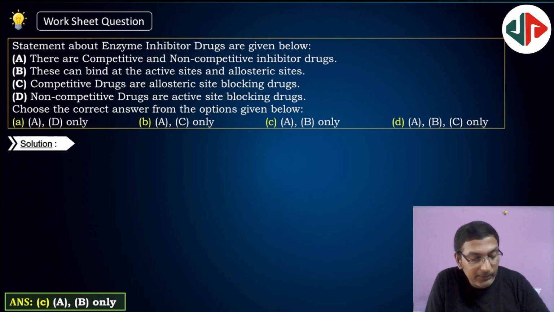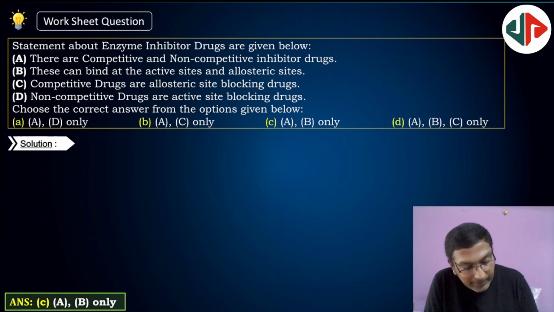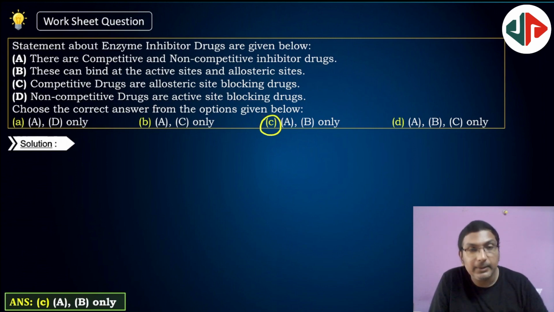There are competitive and non-competitive inhibitor drugs. So which are correct statements we have to choose. There are competitive and non-competitive inhibitor drugs. So these can bind at active site and allosteric sites. So these two are correct. Competitive drugs are allosteric site blocking drugs. Non-competitive drugs are active site blocking drugs. That means only A, B are correct. A, B are correct. Option C. Remaining two are incorrect. Next.